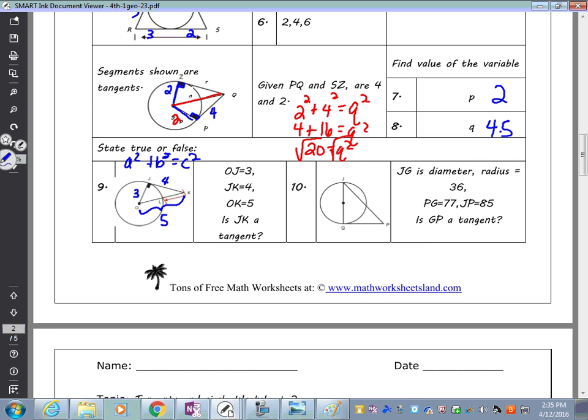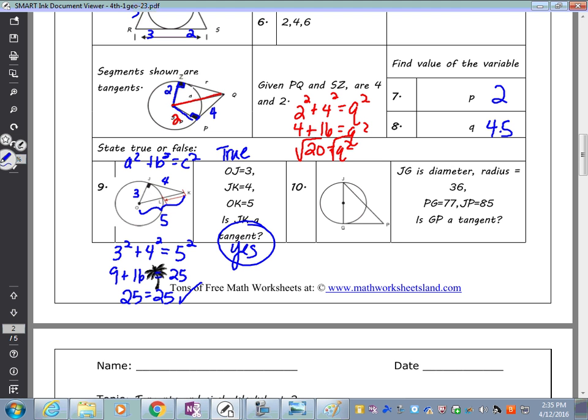Did we do this one? It seemed like I did this one. And then we're going to do the Pythagorean theorem. So does 3 squared plus 4 squared equal 5 squared? Well, that's 9, 16, 25. 9 plus 16 equals 25. So these equal each other. That's true, so this one would be true. Yes, it is a tangent.